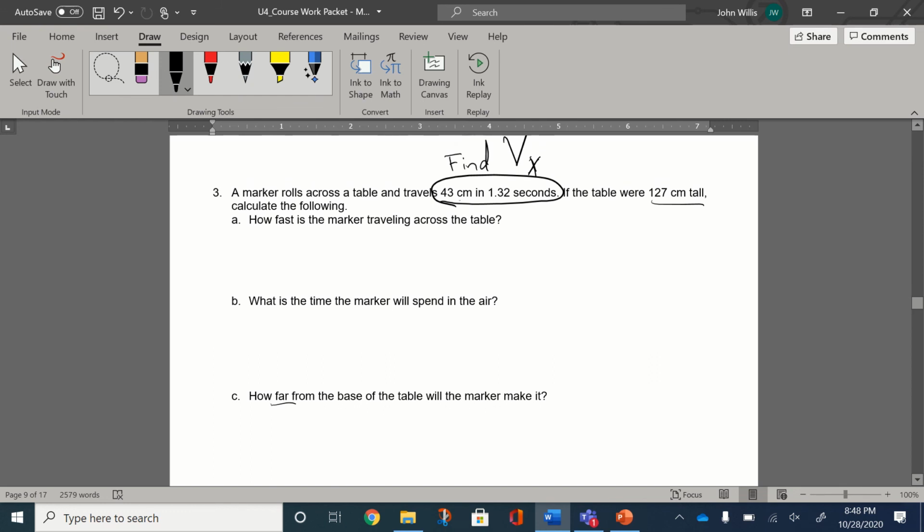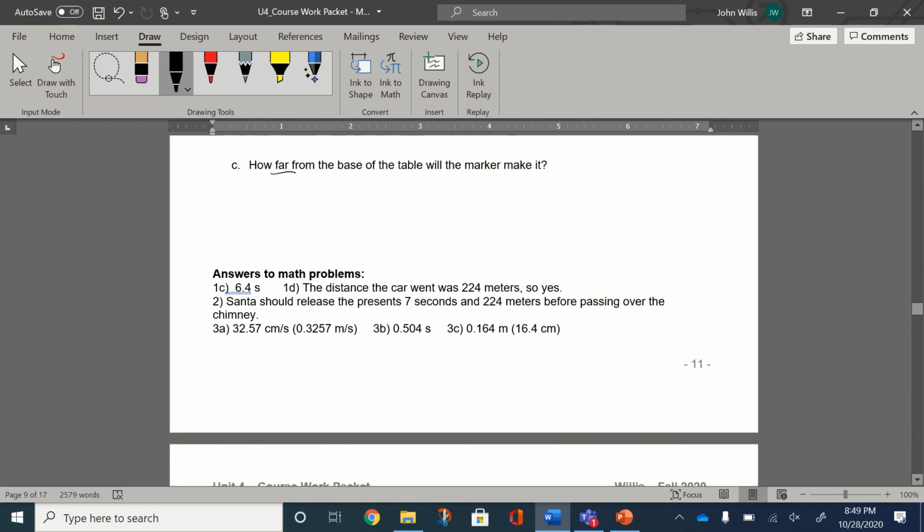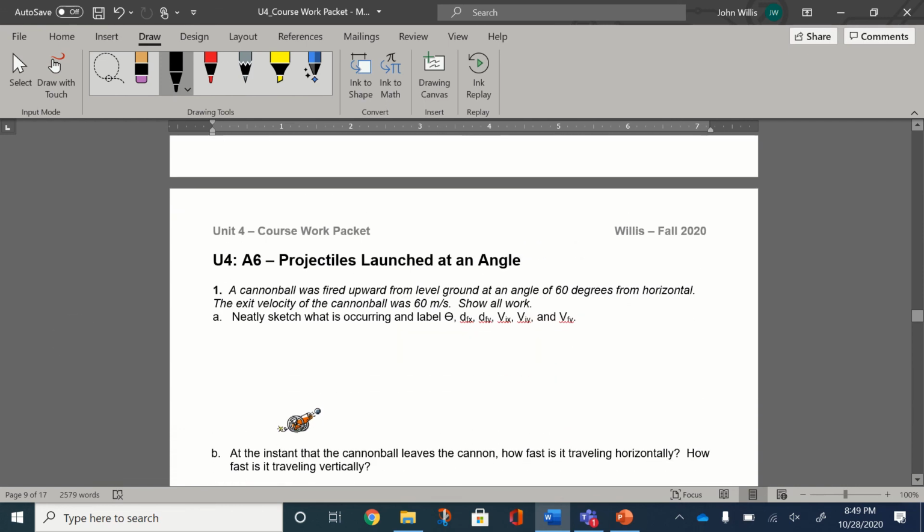Please make sure, real quick, that we convert these centimeters into meters because gravity is meters per second squared. So answers are down below, and that one should be pretty straightforward.